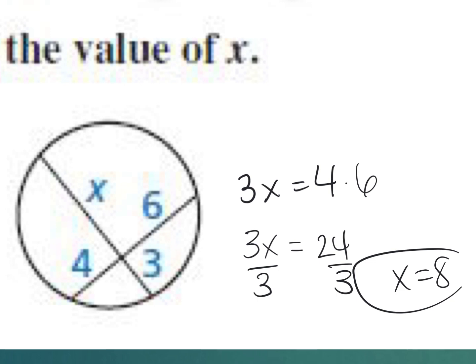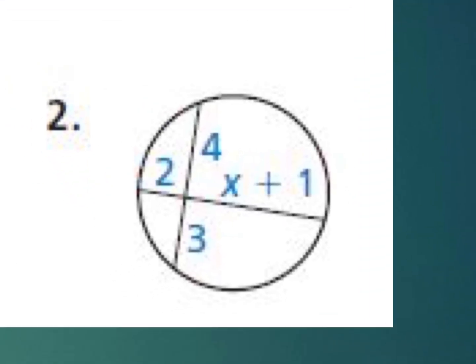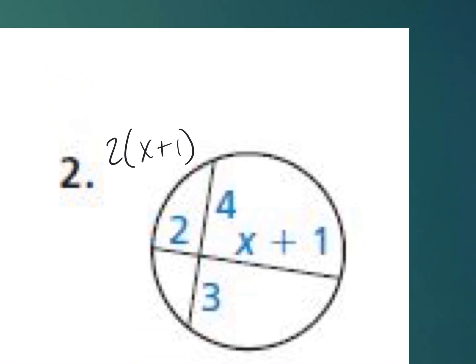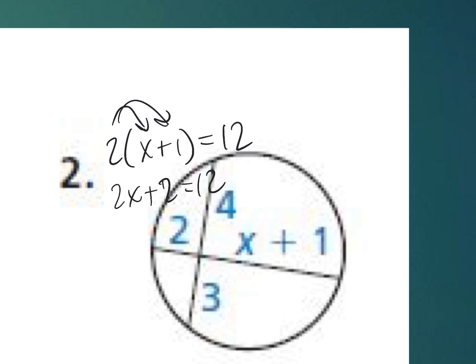All right, moving on to number 2. What would I do in number 2? 2 times x plus 1. Guys, why is it very important that I put parentheses around the x plus 1? Because you've got to distribute. Very good. Equals 4 times 3, which is 12, right? Distribute the 2. It's going to be 2x plus 2 equals 12. Subtract 2 from both sides, you get 2x equals 10, and then divide by 2, x equals 5.